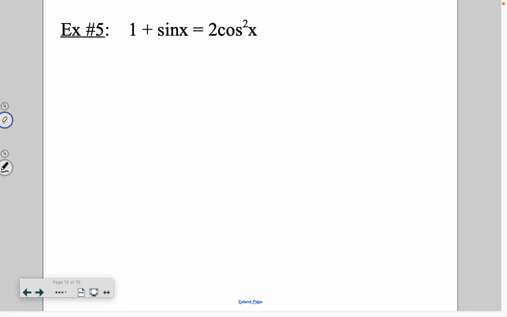All right, first question I have for you. Factor or isolate? Factor. So let's get this equal to 0 first. I'm going to take that 2 cosine squared and subtract it over to the left. Right? You could go the other way, by the way. You could take the sine of x, subtract it to the right, subtract the 1 over. Doesn't really matter. Either way.